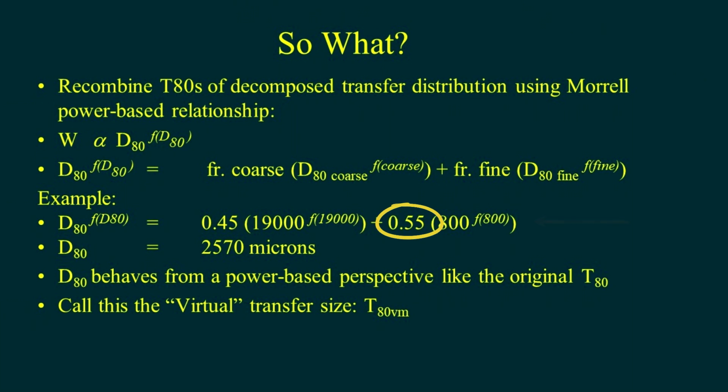I can now solve that equation, and that size as a P80 from an energy viewpoint behaves in exactly the same way as that original transfer size. And what I've called that is a virtual transfer size. It's not real, but it behaves itself in terms of power-based equations. So it's a T80, it's virtual, it's got a V, and the M is due to, yes, Morrell. And the reason is, if you try and use this in a Bond equation, you'll get the wrong answer. It's a Morrell virtual transfer size because it uses that ugly form of function that I showed you before. So it's only valid if you use my equation.